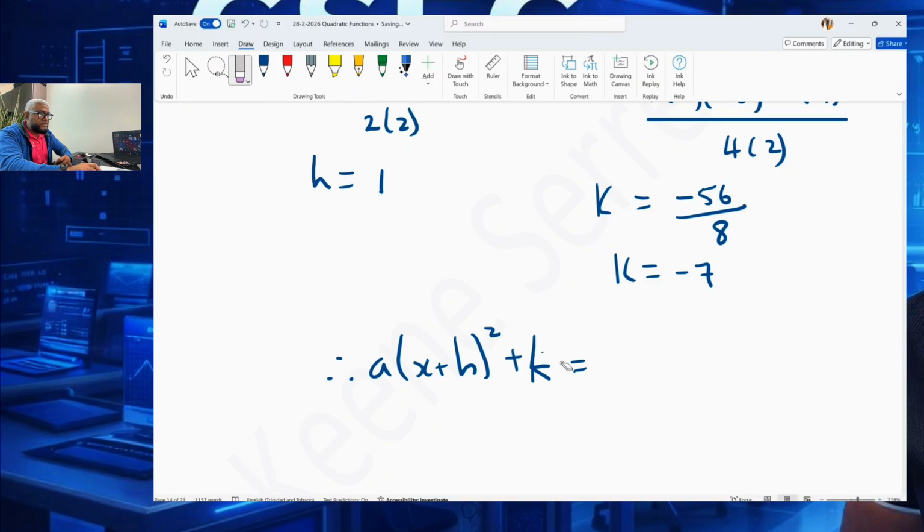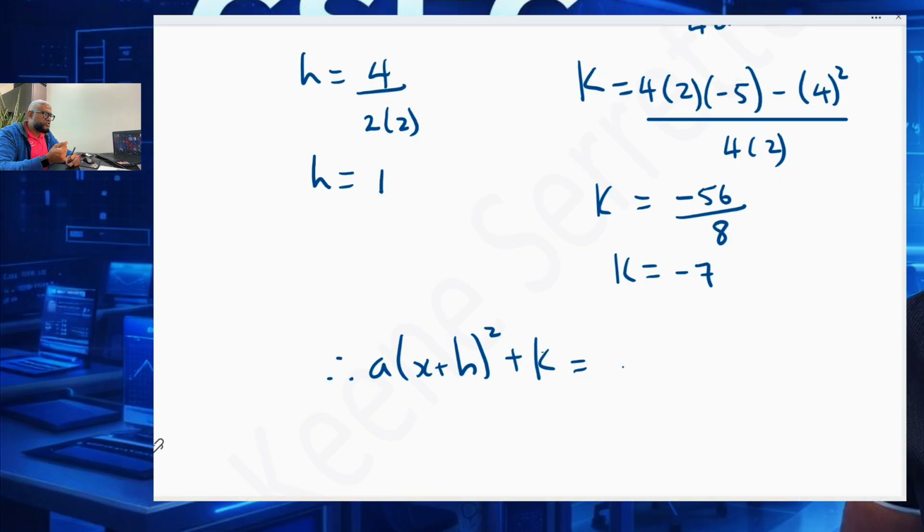So let's write this a little better. This will be A. What was A? I think A was 2. 2 open bracket x plus 1 squared plus negative 7, which will be minus 7. Anybody good there? This here is my quadratic in completing the square form. Alright? So the thing about completing the square form, you all know what this form was for? That was one of the first notes I gave you all. It's a form that we change our quadratic to so that we could see the coordinates of the minimum point.